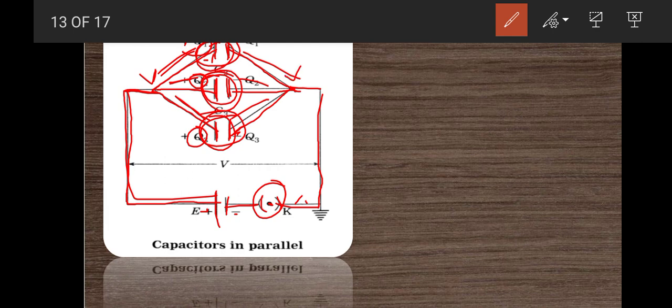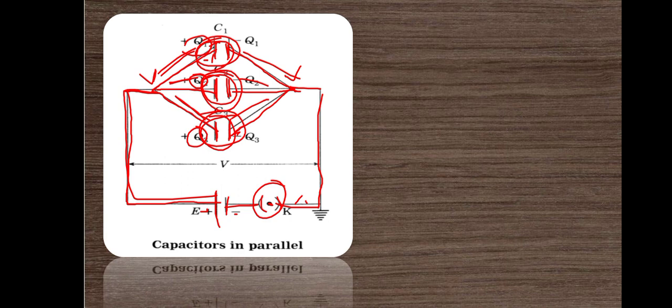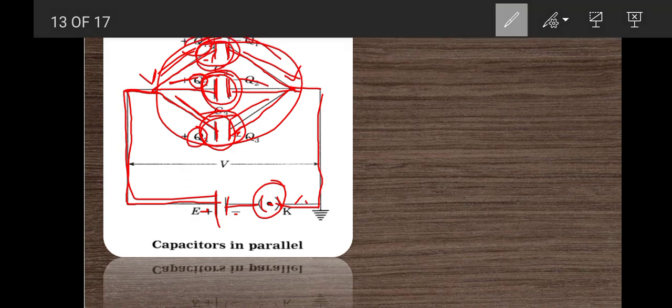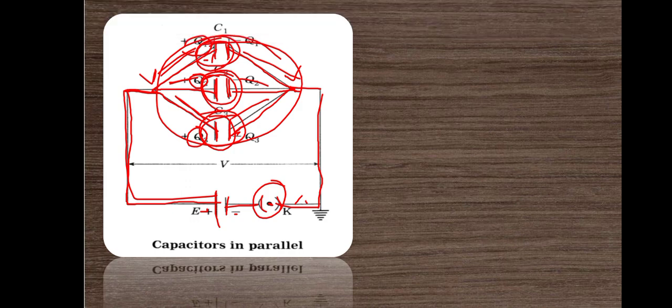So we can say that the potential difference V will be equal in the capacitors, but the capacitance and the charge stored will be different in parallel combination. So how can we find the equivalent capacitance for capacitors in parallel? Equivalent capacitance means the sum of all the capacitances in this combination of capacitors.